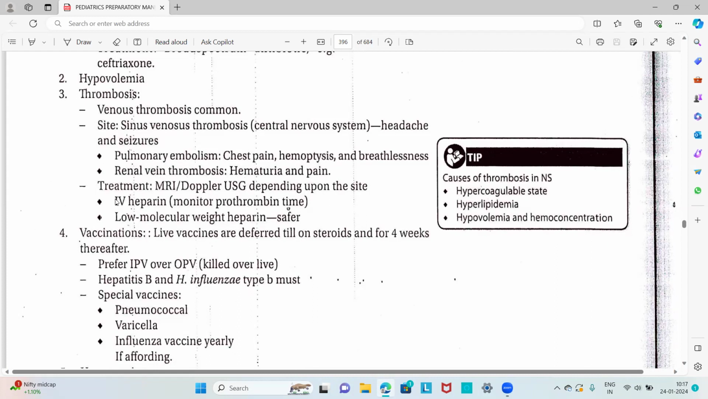Then for the diagnosis of thrombosis, depending upon the site, we have to go for investigations like MRI or Doppler USG. And for the treatment, we have to give IV heparin, and along with that, we have to monitor the prothrombin time, and low molecular weight heparin is also safer.